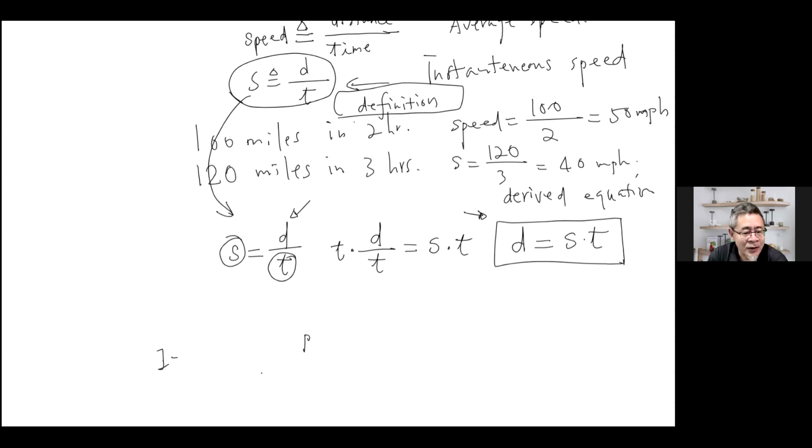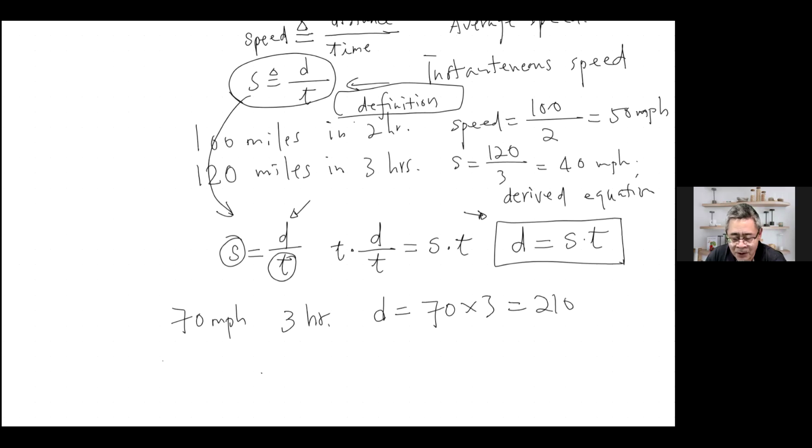Okay, so let's say we're doing 70 miles per hour and we drove for, say, 3 hours. Now what's our distance? Based on the equation, it's pretty easy. The distance is just speed times time. So we got 70 times 3, which is 210 miles.